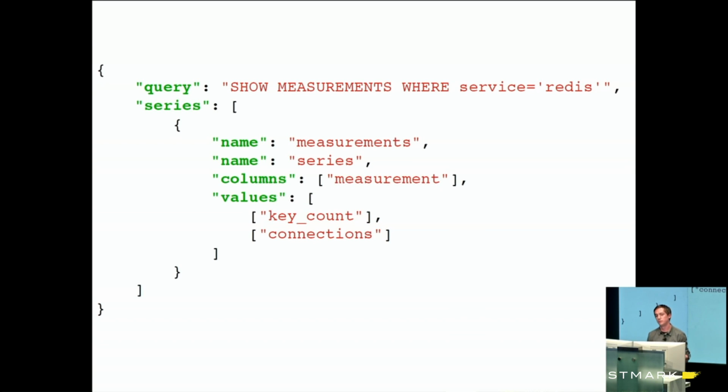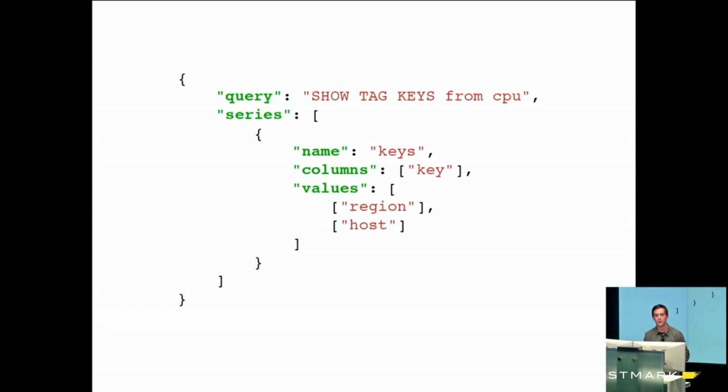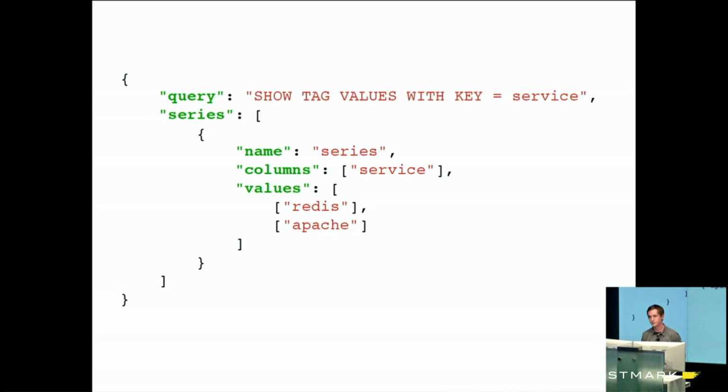Here we can filter it. So show what measurements we're taking for Redis, for example. With this query, we can just see instantly, okay, we're taking all these measurements within Redis. Or we can say, okay, what are the keys for a given measurement? So for CPU, what keys are we writing in to describe the data? So here we see region and host. Or we can filter it down even more and say, okay, what different values do we have for the key service? So this will show us what services we're actually collecting data for.